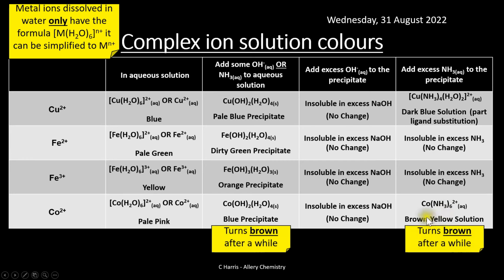With cobalt, it does continue further. So cobalt, here's your precipitate that's formed. If we add excess ammonia, it kicks off all of these ligands, and we have 6 ammonia ligands attached to it. We get a brown-yellow solution that's formed, so it's aqueous.